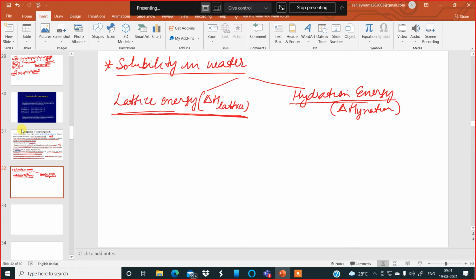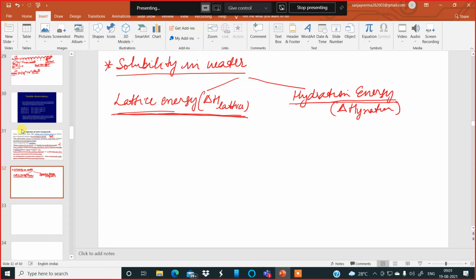Whereas hydration energy means the enthalpy change involved in the hydration. Hydration means combining with water. Hydration of 1 mole of gaseous ions of each type of the ionic solid to dissolve in it is called hydration energy. So if 1 mole of the gaseous ions of the solid gets dissolved, gets hydrated in water, that is called hydration energy.